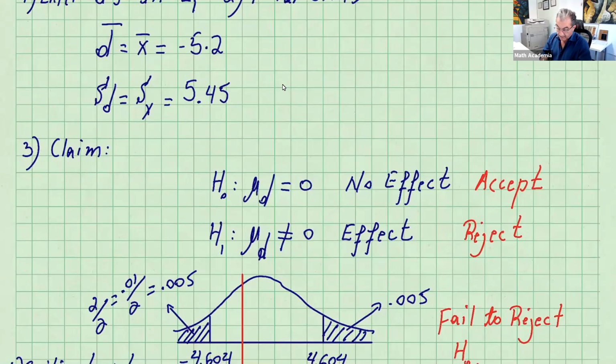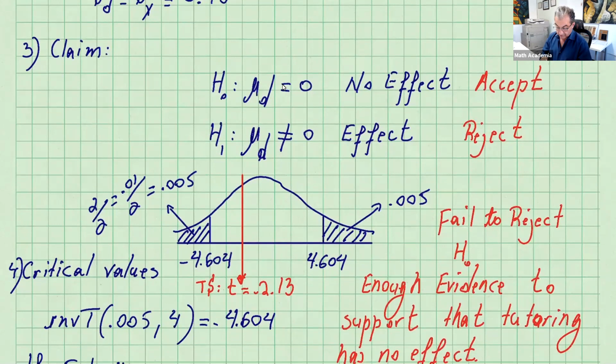So we write the claim, and you don't have to put OCCC in this case: the tutoring has an effect. So I put effect here because mu sub d is not equal to 0, and has no effect if mu sub d equals 0.